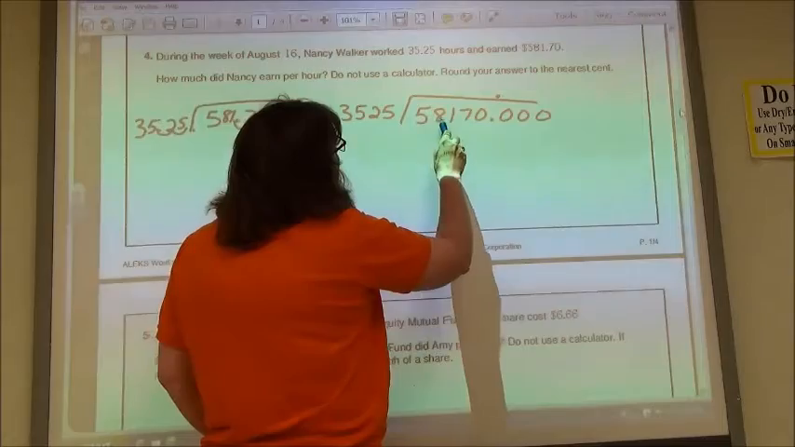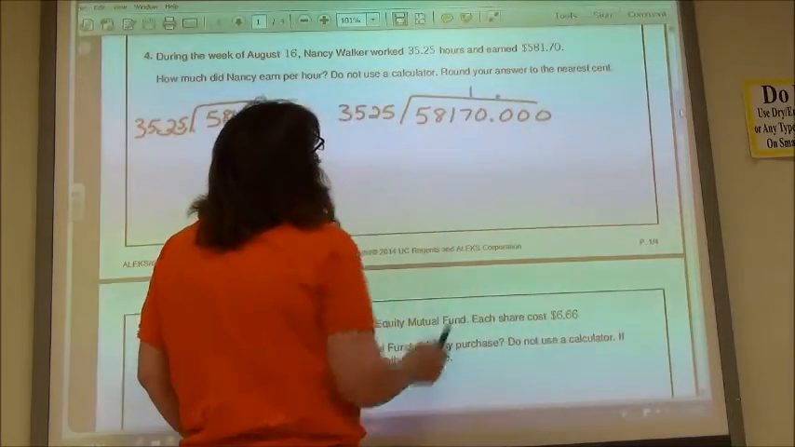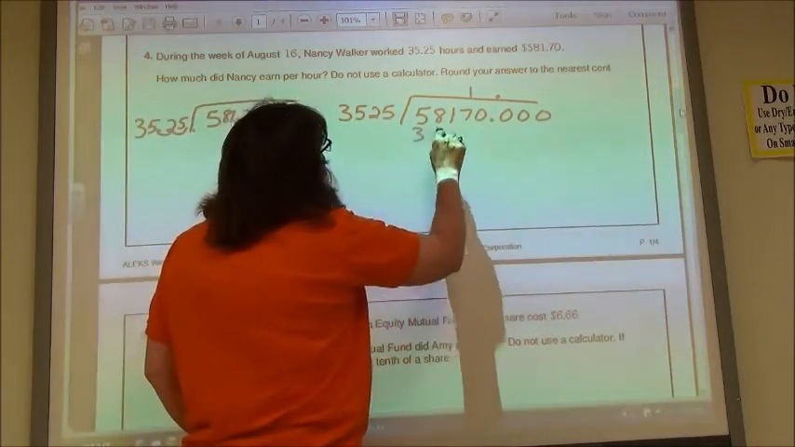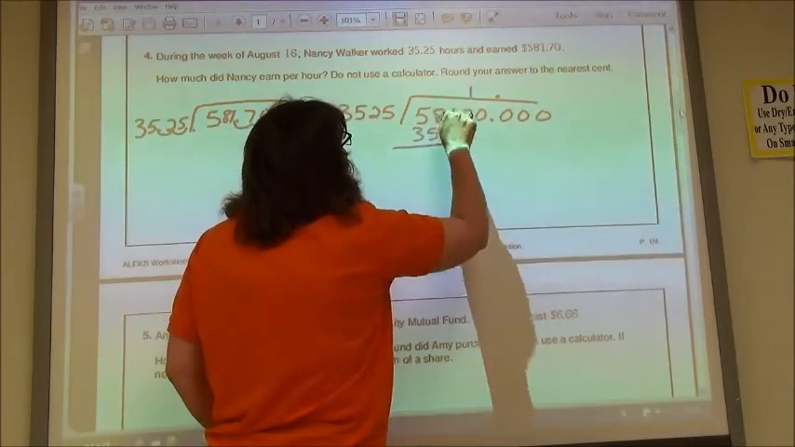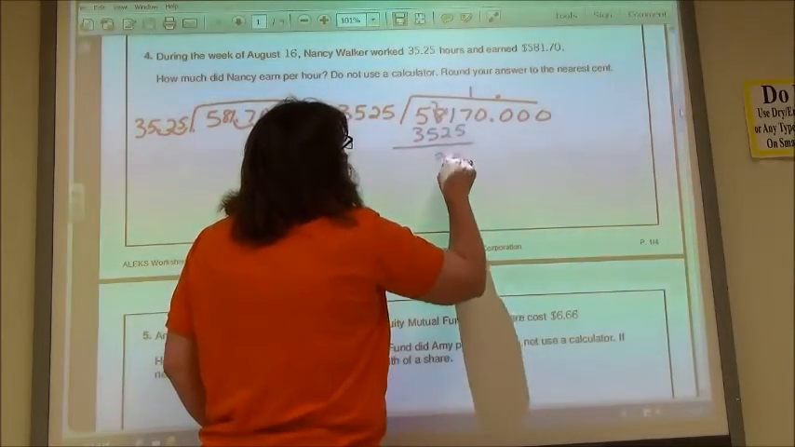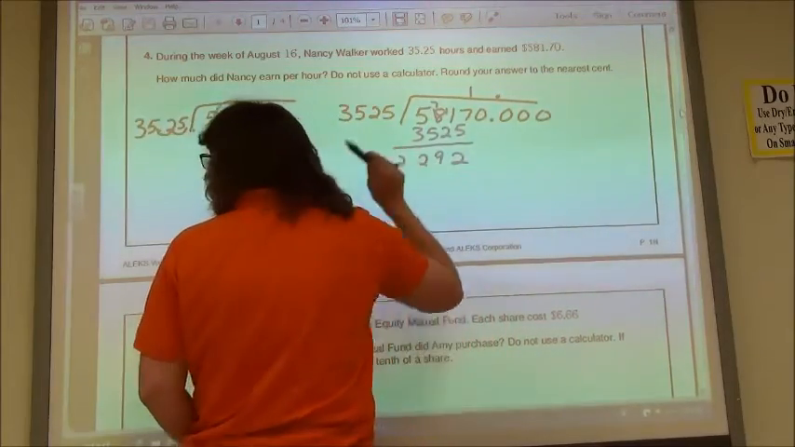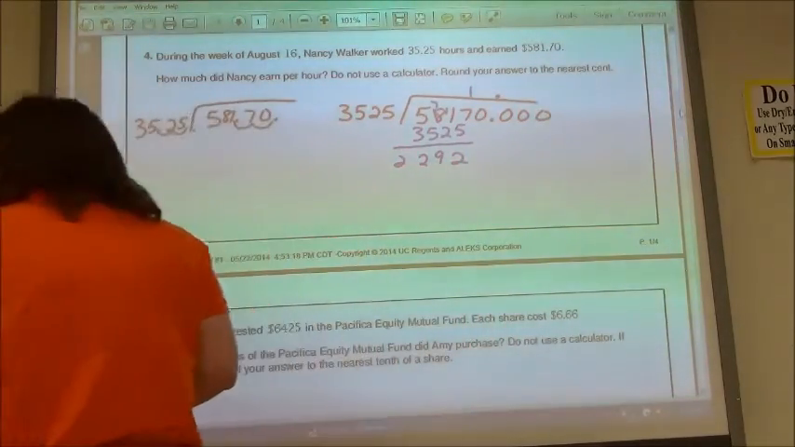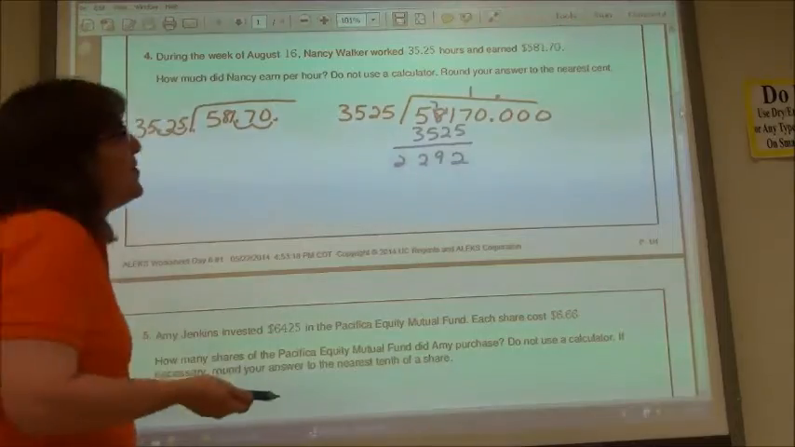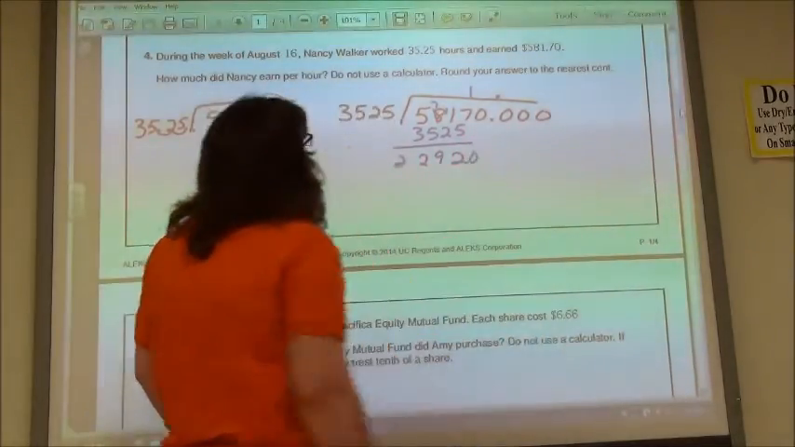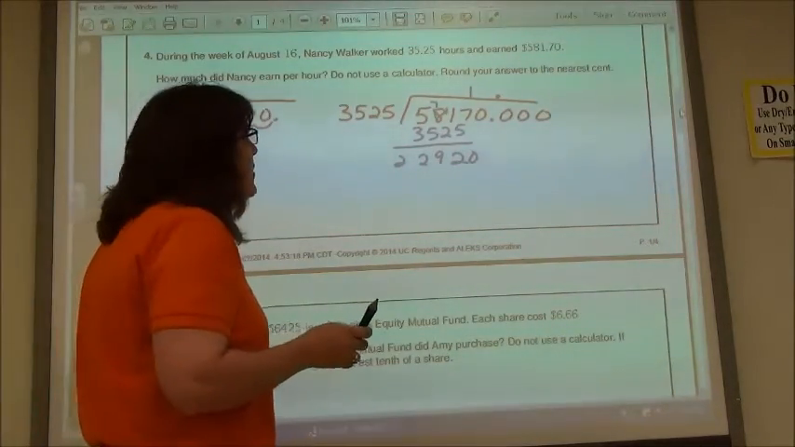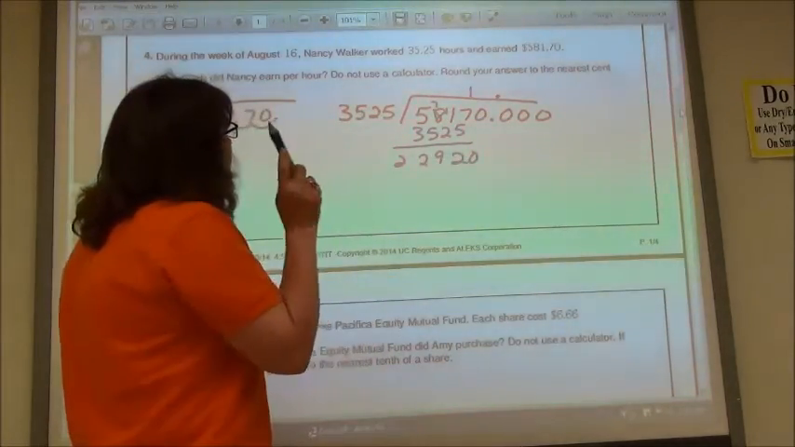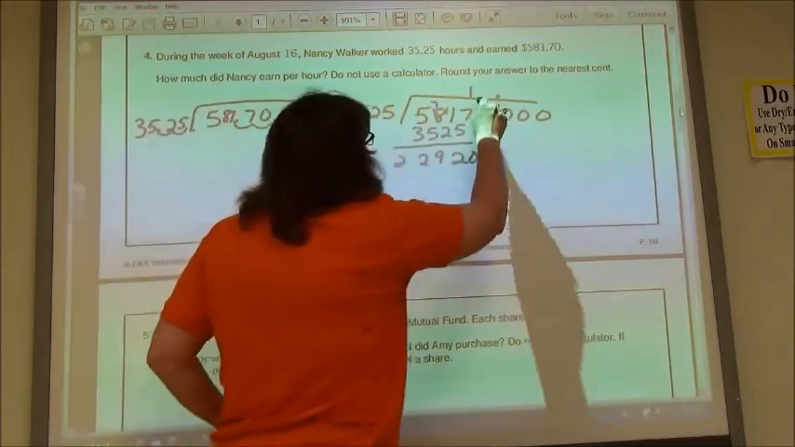3,525 into 5,817. Looks like it's just going to go one time. 3,525. I have to subtract, borrowing, 9, 2, 2. Bringing down my 0 here. 3,525, I'm going to divide that into 22,920. It looks like about 6 times.